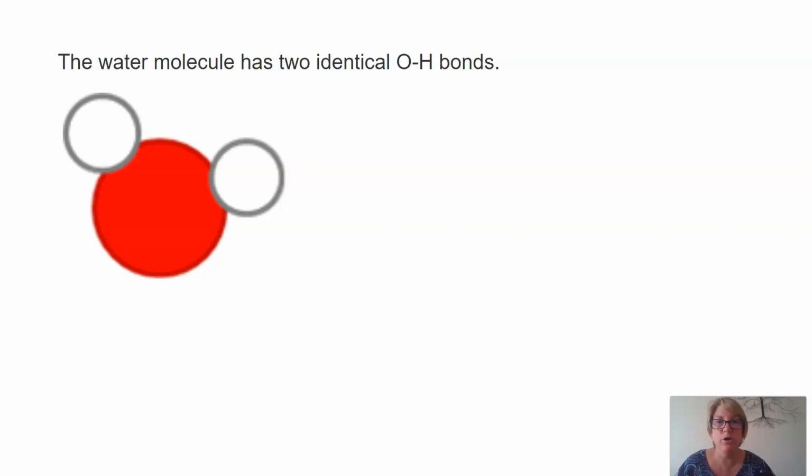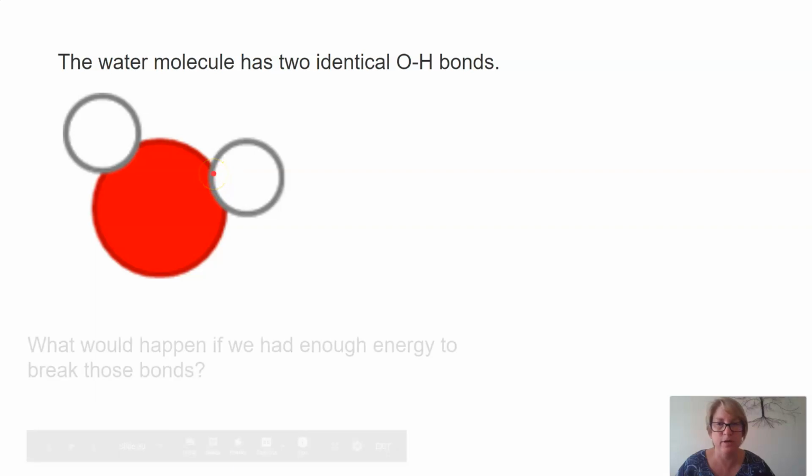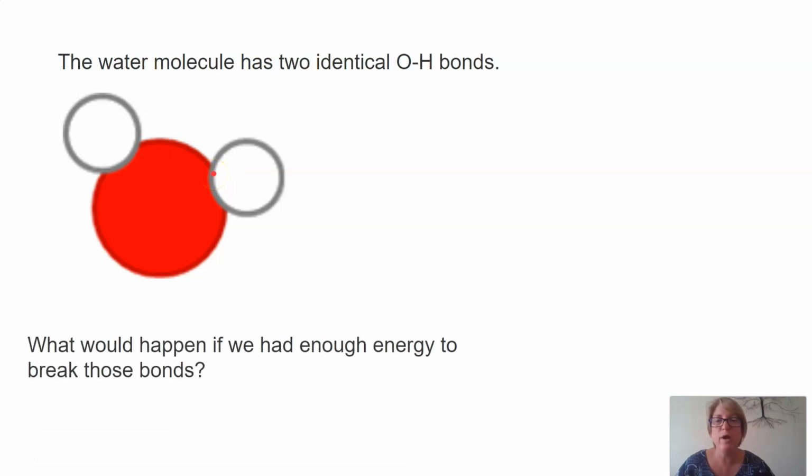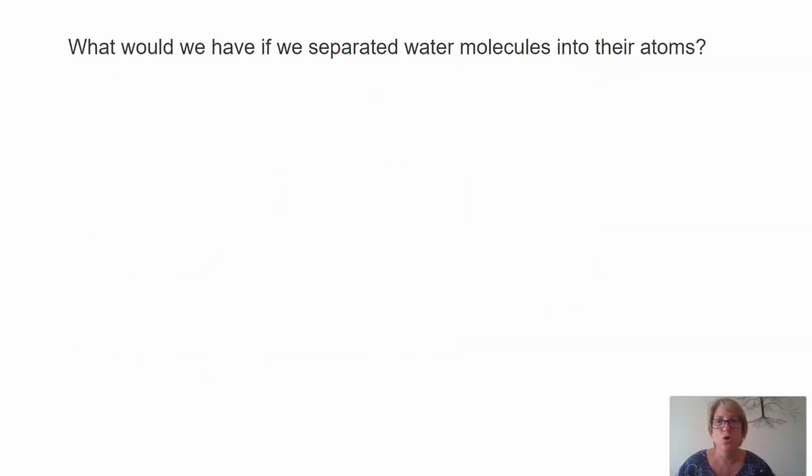So the water molecule has two identical OH bonds. So it's going to have an OH bond over here, and it's going to have an OH bond over here. So what would happen if we had enough energy to break these bonds? Well, we'd be left with a separate oxygen atom and two separate hydrogen atoms. So what would we have if we separated water molecules into their atoms?